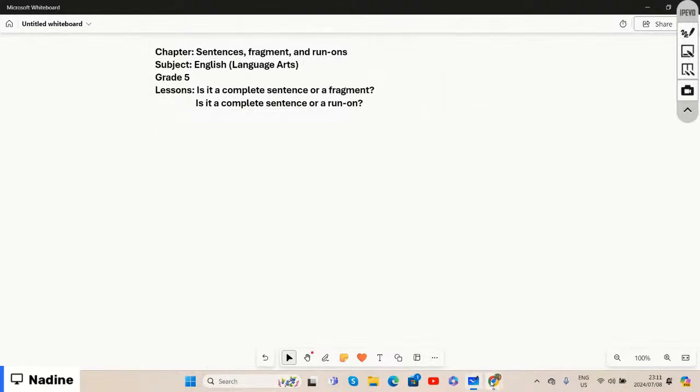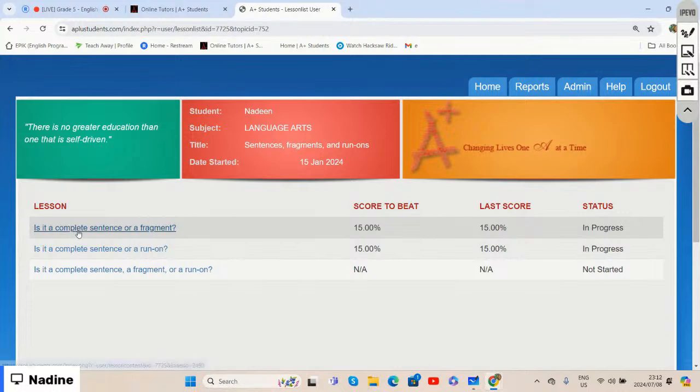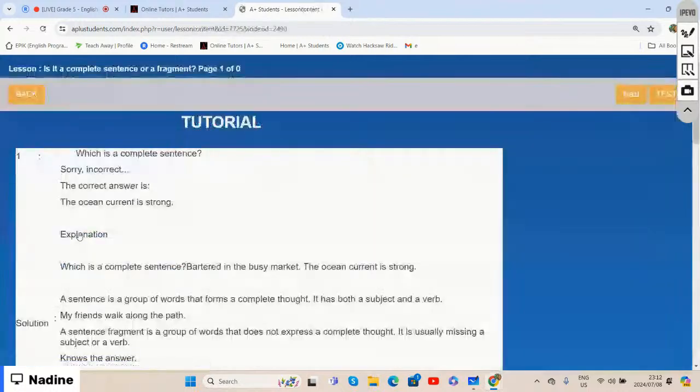All right, so let us go to aplusstudents.ca. And here we are going to continue our lesson on sentences, fragments, and run-ons. So now we're going to continue with the lessons, and we're going to look at examples and how we can write or identify a complete sentence, how we can write or identify a fragment, as well as how we can write or identify a run-on sentence, as well as fix a run-on sentence. So the first lesson is: is it a complete sentence or a fragment?